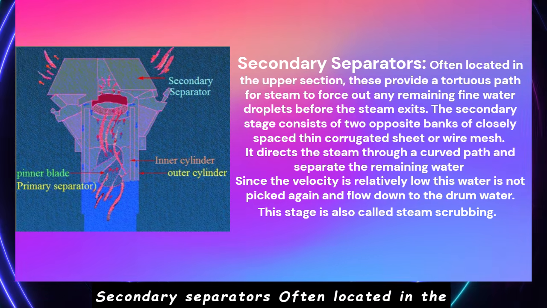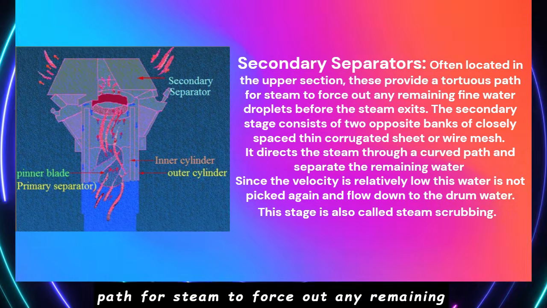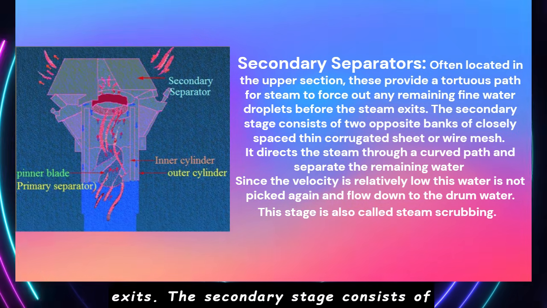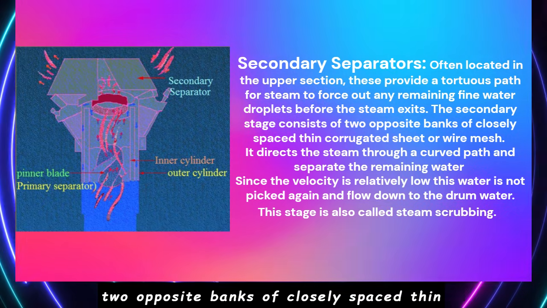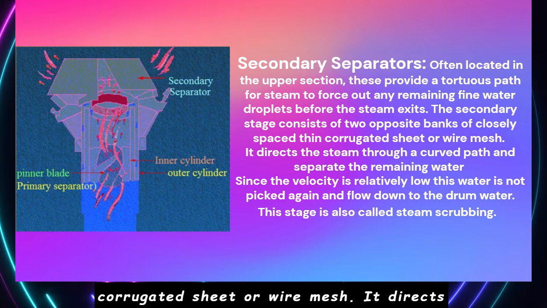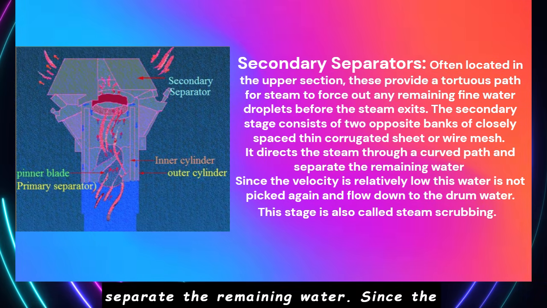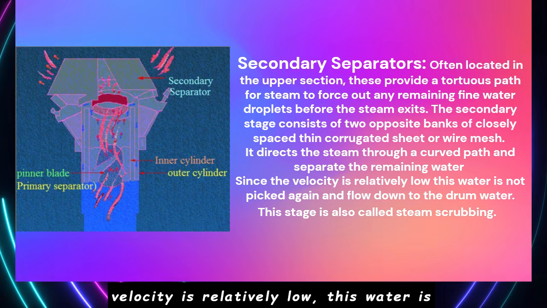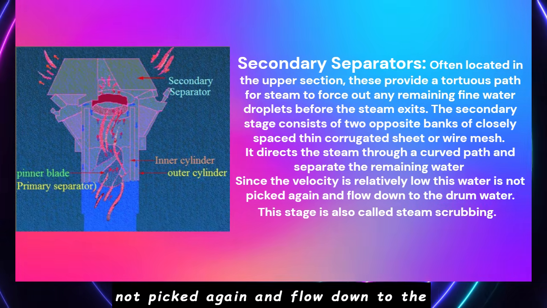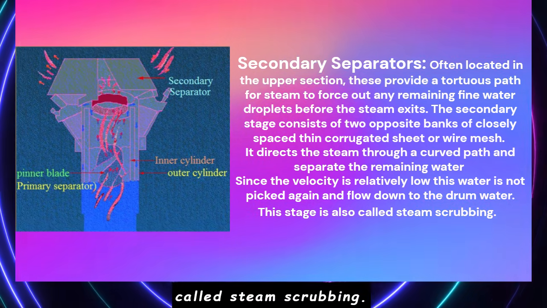Secondary separators. Often located in the upper section, these provide a tortuous path for steam to force out any remaining fine water droplets before the steam exits. The secondary stage consists of two opposite banks of closely spaced thin corrugated sheet or wire mesh. It directs the steam through a curved path and separates the remaining water. Since the velocity is relatively low, this water is not picked up again, and flows down to the drum water. This stage is also called steam scrubbing.